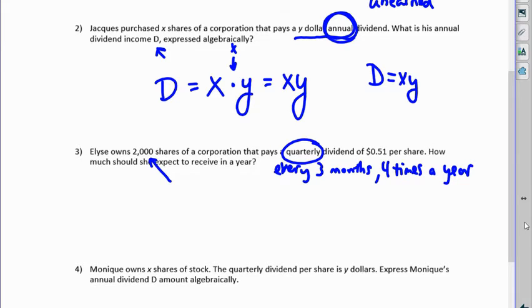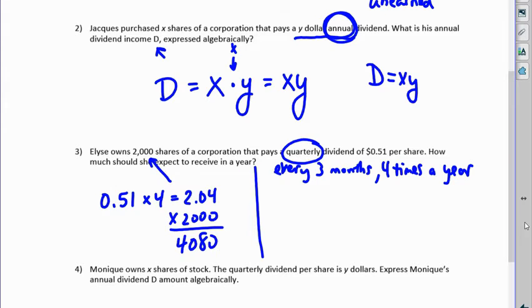So there's two ways that you can do this. In the class, I would have you see if you can figure out how much she's going to make, and then we would compare to see how your method compared to other people in the class. One method that people use is they find out how much she makes in a year first. So how much is 51 cents times 4? That is $2.04. So each share is going to pay her $2.04 times your 2,000 shares, and you have $4,080 of dividend income for owning this stock.